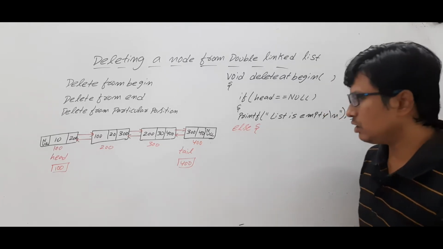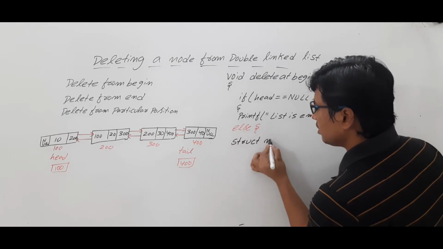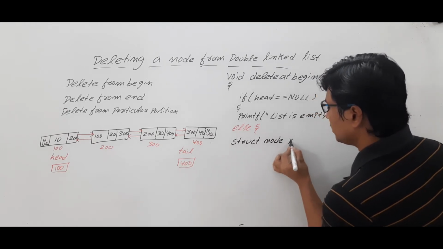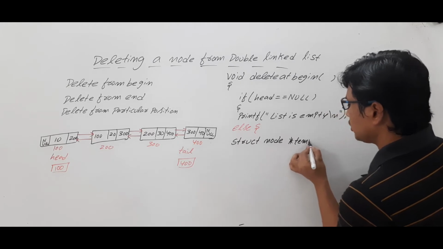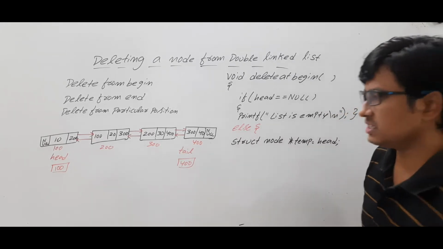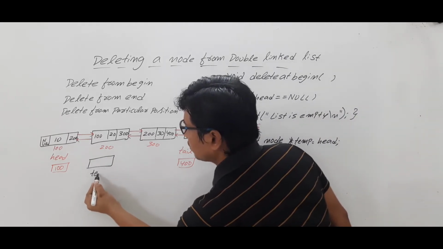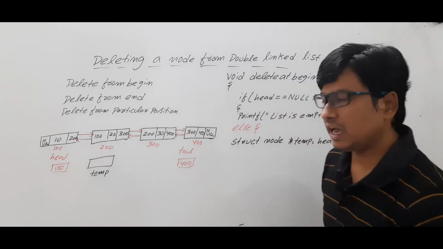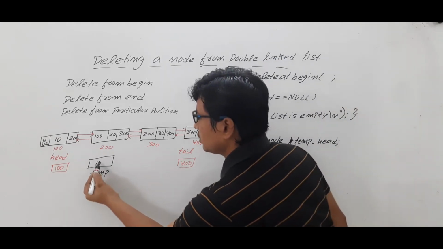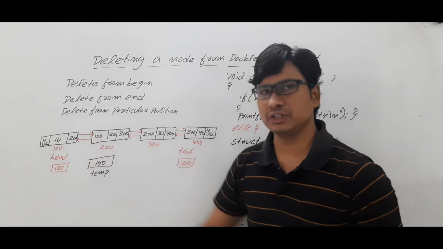First thing is that we need to create one pointer of struct node. So struct node star temp is equal to head. We need to assign the value which is there in the head. So now take the pointer variable called temp, and we have assigned the value 100. So now temp and head, both the pointers are pointing to the first node.